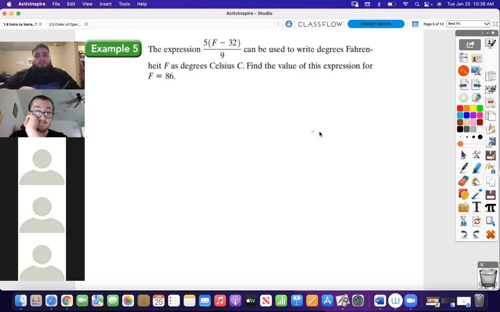The expression 5 over 9 times (f minus 32) can be used to write degrees Fahrenheit f as degrees Celsius. Find the value of this expression for when f equals 86. So now it's the same thing we've been doing, but now they gave it kind of a story, right? Now it's converting temperatures. They wanted to find the value of the expression for when f is 86. So then we're going to find the degrees Celsius for that.